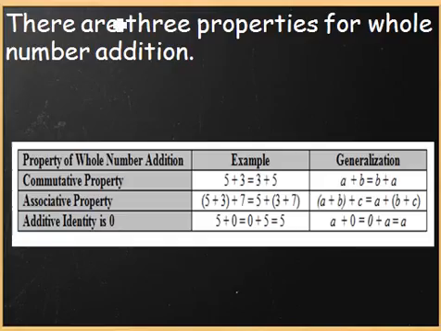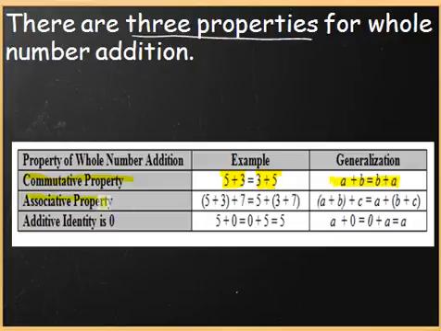We are going to look at 3 properties of whole number addition. Those are the commutative property, associative property, and the additive identity. The commutative property is just like the word commute, which means that order does not matter when we add two whole numbers. For example, 5 plus 3 would give us the same result as 3 plus 5, as both result in 8. In general, we can say if a and b are two whole numbers, then a plus b is the same as b plus a.